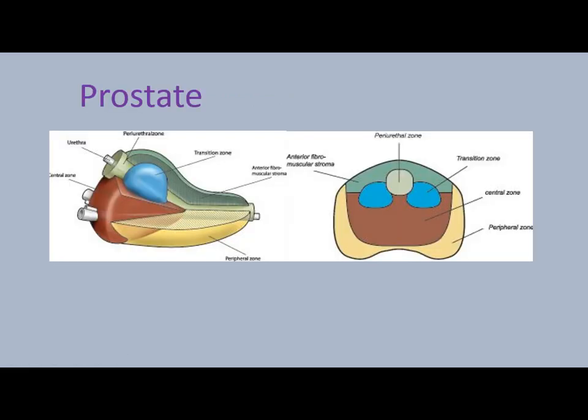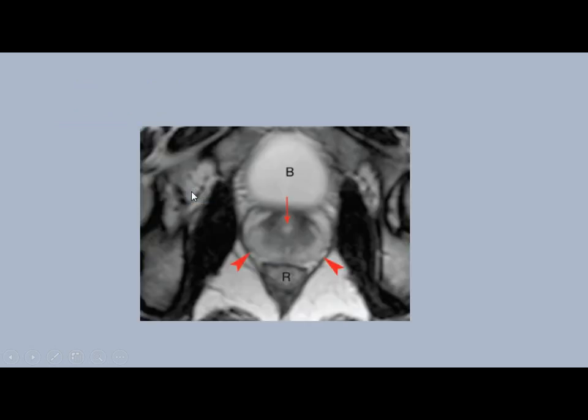Regarding the prostate, zonal anatomy of the prostate: this is the transitional zone, this is the central zone, this is the peripheral zone. The transitional zone is the source of benign prostatic hypertrophy, while the peripheral zone is usually the source of prostatic carcinoma.